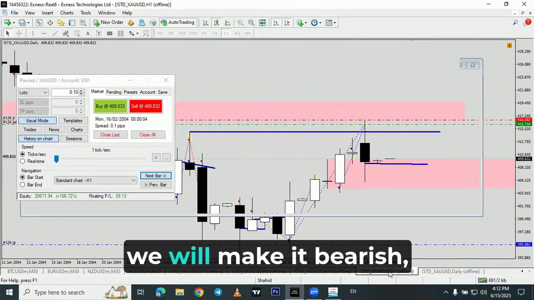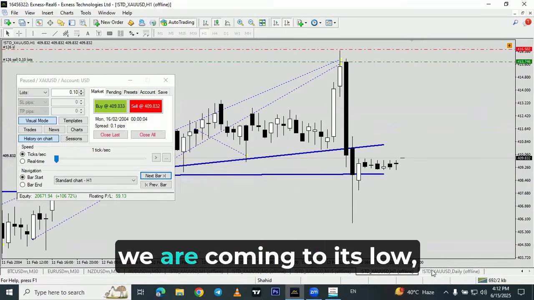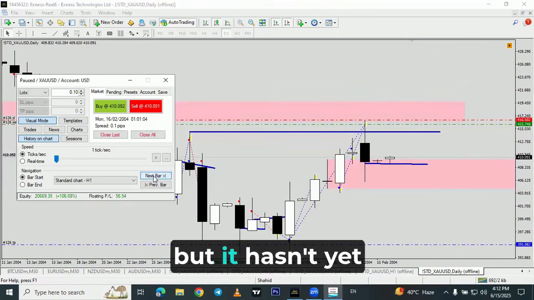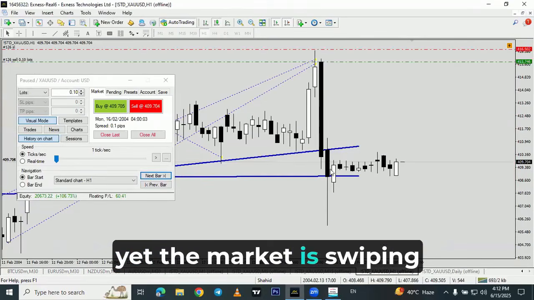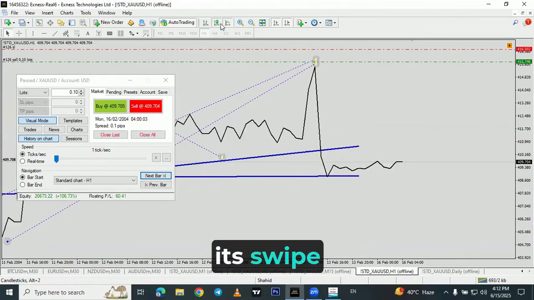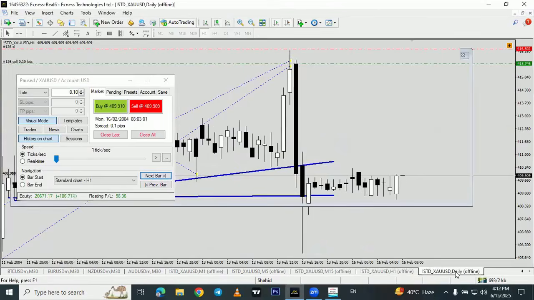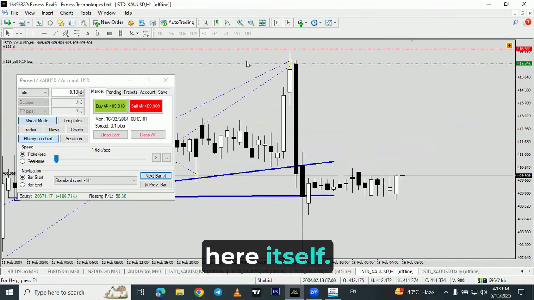It will swipe this low, then we will make it bullish, and if the structure changes from here we will make it bearish, which can also be its repeat, right? Here first of all we are coming to its low, and the low we see, we assume that it will swipe there, but it hasn't yet. The market is swiping the digital low here. The low is being swiped here itself.